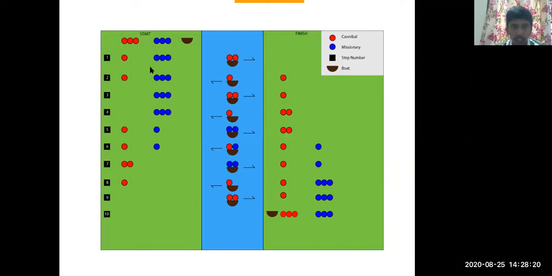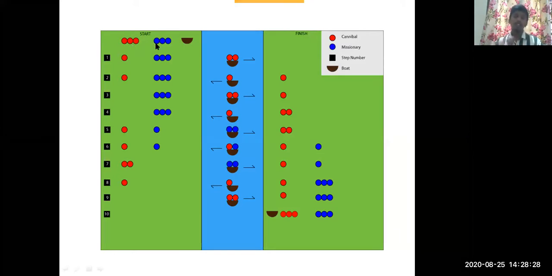Here you can see red symbols, cannibals, because they are a danger. They will try to consume the missionaries. Blue indicates missionaries. There is a boat over here which moves from the left to the right of the river. This is a scenario of your problem, a solution to your problem, or we call it an overview of your problem.